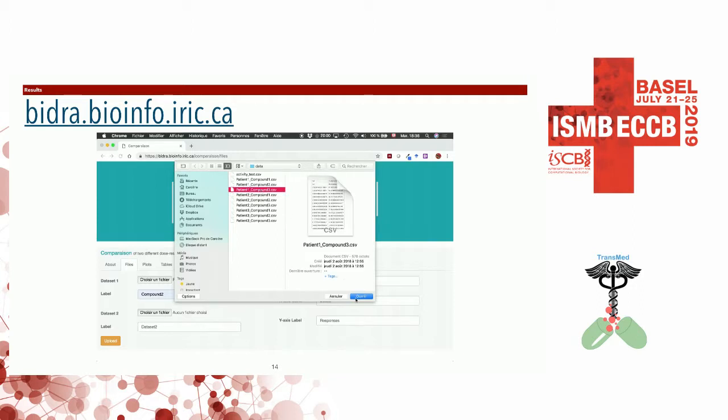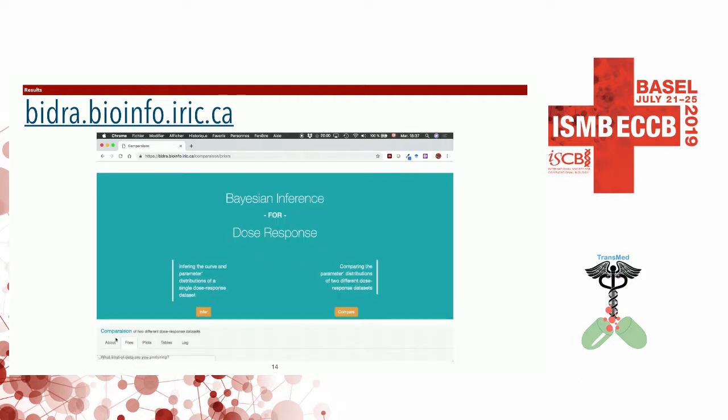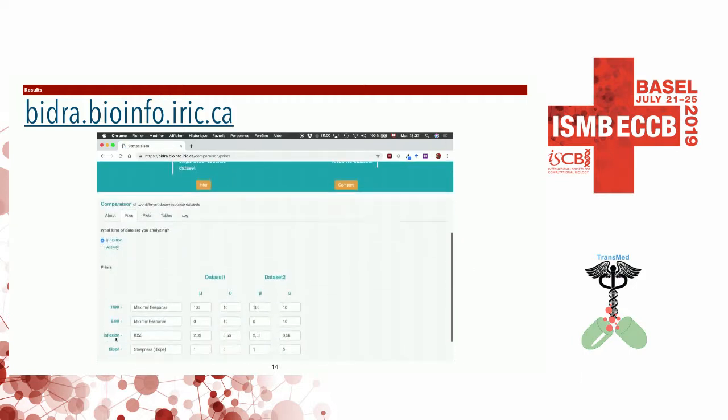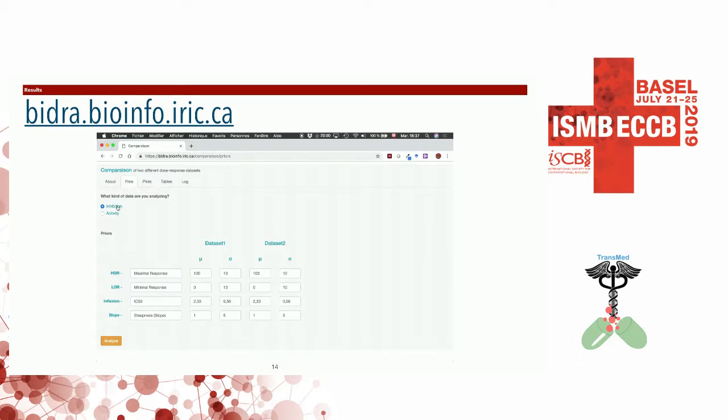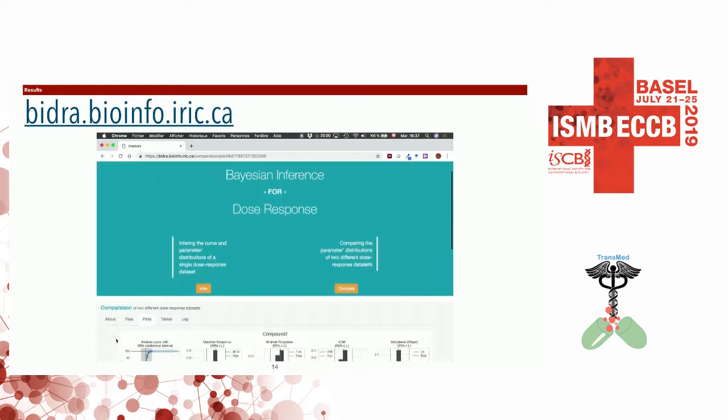And this interface allows a user to either do a single compound analysis or a two-compound comparison. The data sets are uploaded in a CSV format. The priors can be the default ones, which are the same as the ones we define in our paper, or they can also be user-defined. And the results are outputted in the form of informative graphs as well as tables.